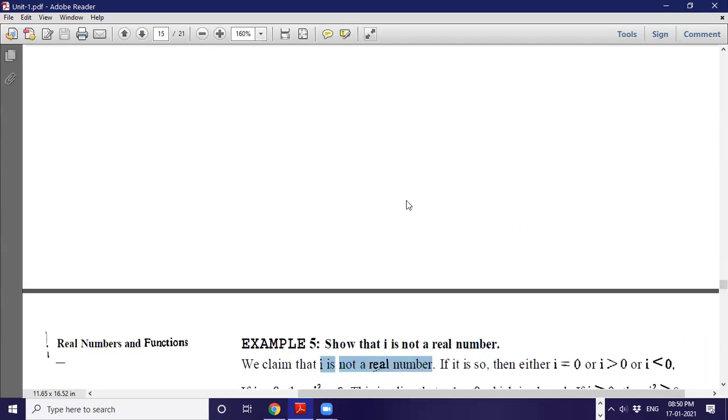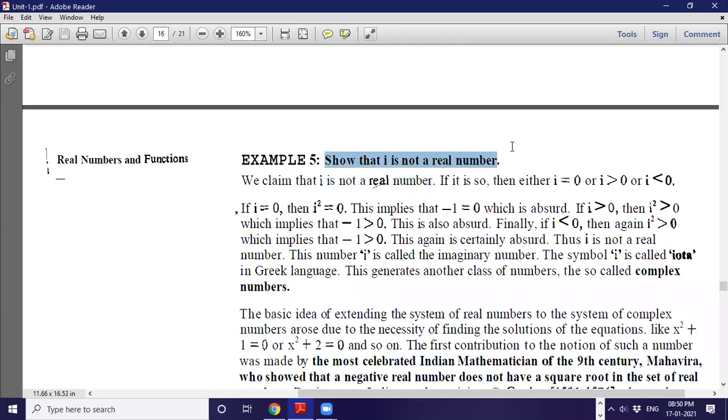As we just saw, i is equal to root over minus 1, and that is not a real number. But say it is a real number. For instance, consider i is a real number. Then we have i is equal to either 0, or greater than 0, or less than 0. If i is equal to 0, then i squared is equal to 0, and that implies minus 1 is equal to 0. And that is absurd, right? Because you know that i squared is equal to minus 1. So this fact we cannot consider.